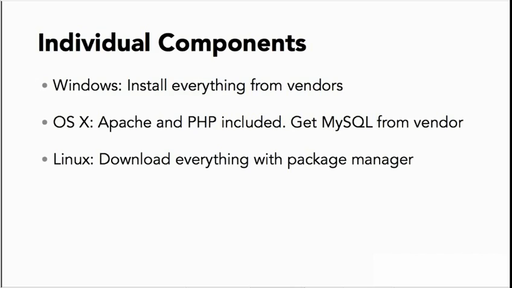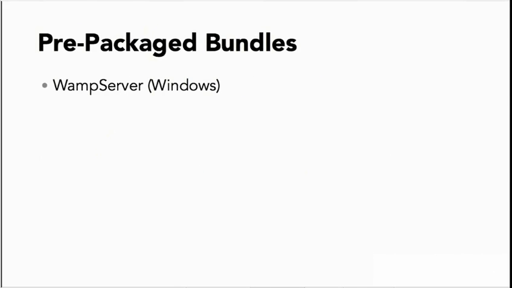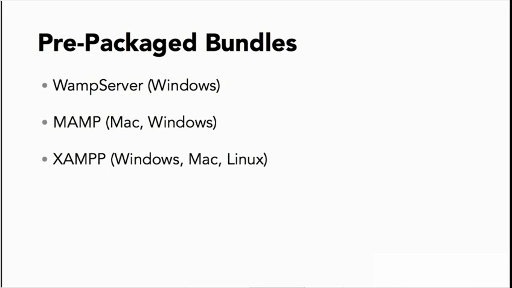But if you want to get started more quickly, or just want more ease of use, you might consider one of the many software bundles that are available that include Apache, MySQL, and PHP. Here are some of the benefits of each of these bundles. WAMP Server on Windows is one of the most popular bundles. It includes everything you need to get started, and it installs quickly and easily. MAMP is available for both Mac and Windows, as is XAMPP. XAMPP is actually available for Windows, Mac, and Linux, as is Bitnami.